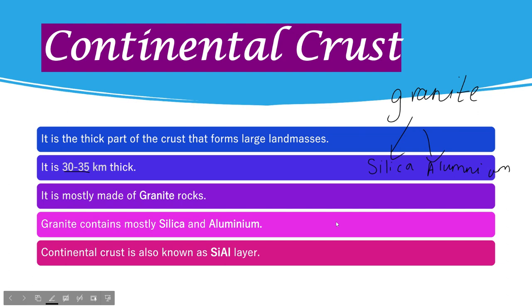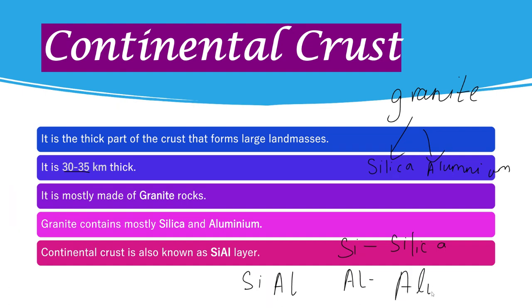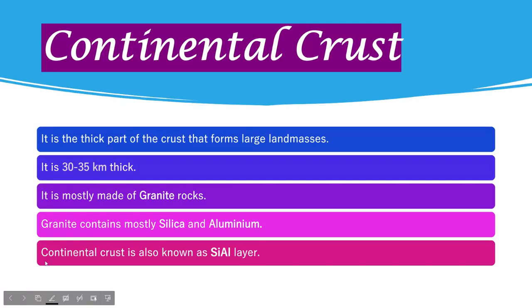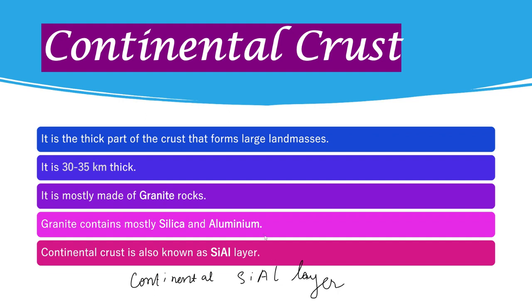Therefore it's known as SiAl. You would ask me how. Si stands for silica and Al stands for aluminium. So you may call it the continental crust or the SiAl layer, because it's mostly made of granite rocks, and granite rocks contain mostly silica and aluminium.